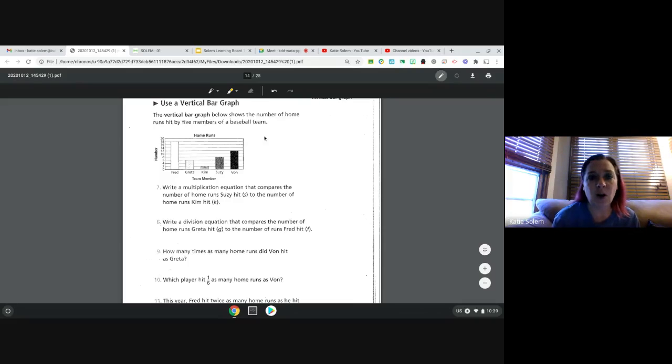The vertical bar graph shows the number of home runs hit by 5 members of a baseball team. There's Fred, Greta, Kim, Susie, and Vaughn. We see on the side here, this is the number of home runs they hit, and it's going up by 2. Number 7 says, write a multiplication equation that compares the number of home runs Susie hit to the number of home runs Kim hit.